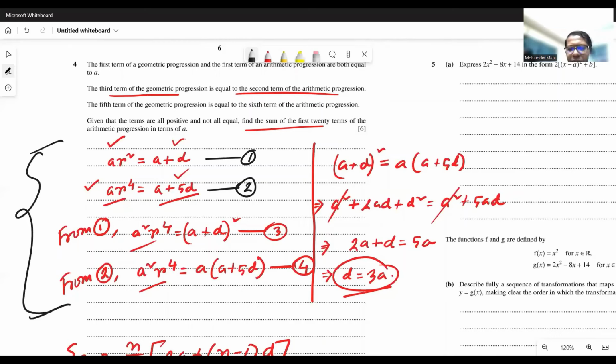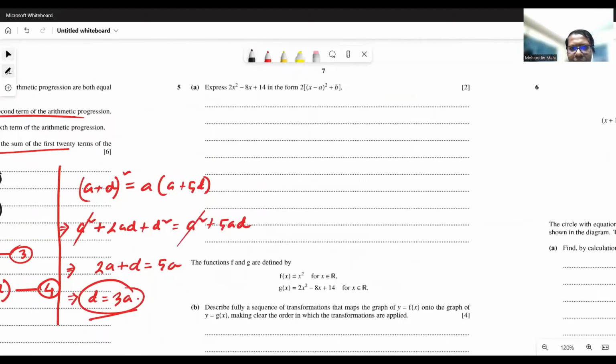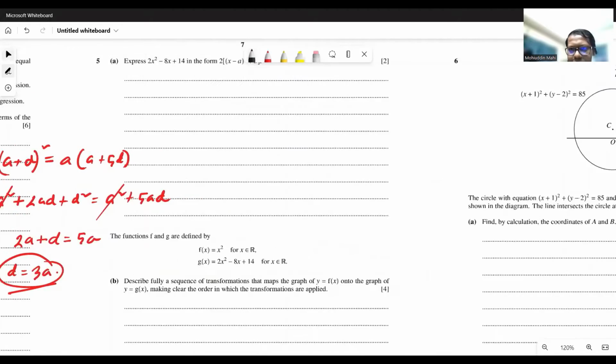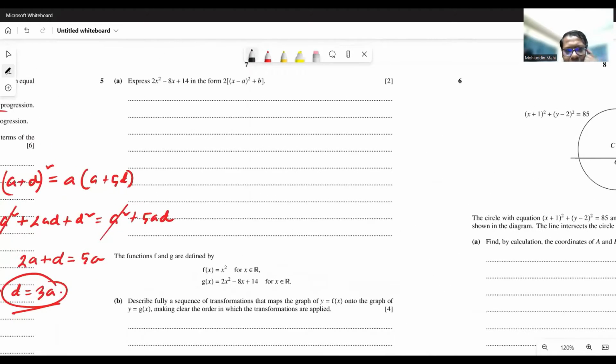But definitely in a question paper, there will be 1 or 2 questions which will require some extra thinking to solve the math. Okay, so let's move on to the next question, question 5. This question is related to completing square and at the same time transformation. That's a new syllabus; this topic has been incorporated in the syllabus from 2020.